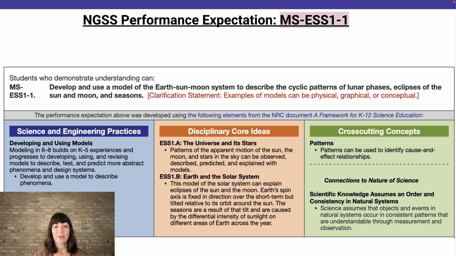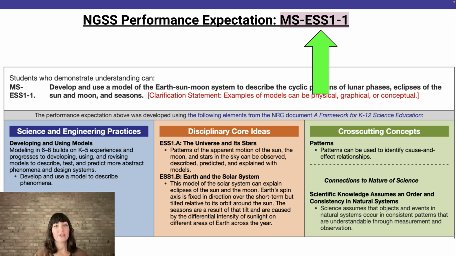Today, we will dig into how InnerOrbit phenomena can be used to assess NGSS performance expectation MS-ESS1-1. This is a foundational middle school, MS, Earth and Space Science, ESS performance expectation. Content related to this PE is often taught at the beginning of a unit about Earth and the solar system.